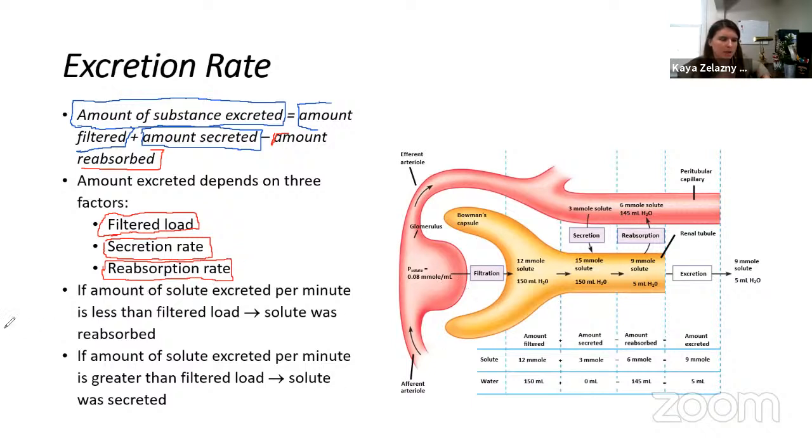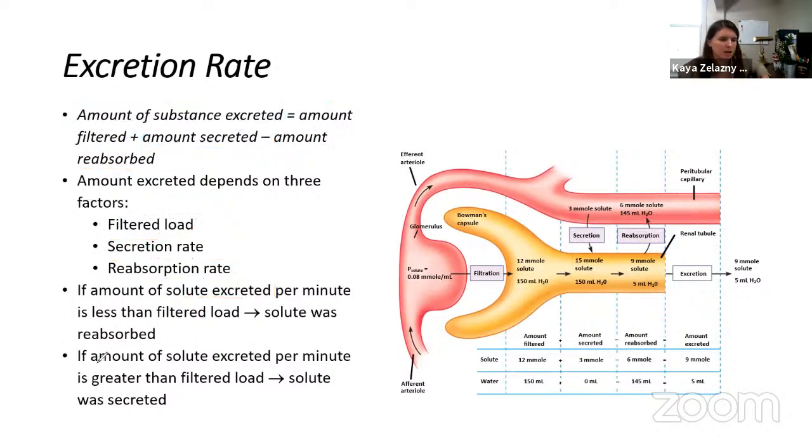So we can compare: if the amount of solute excreted, so the amount that ends up in your urine, is less than the filtered load, which was the amount that got into the nephron, we know solute had to be reabsorbed. We'll go through the real example actually, so stay tuned. If the amount of solute excreted per minute, again the amount that gets in your urine, is greater than the filtered load, this means solute was secreted, so it means we put in additional stuff.